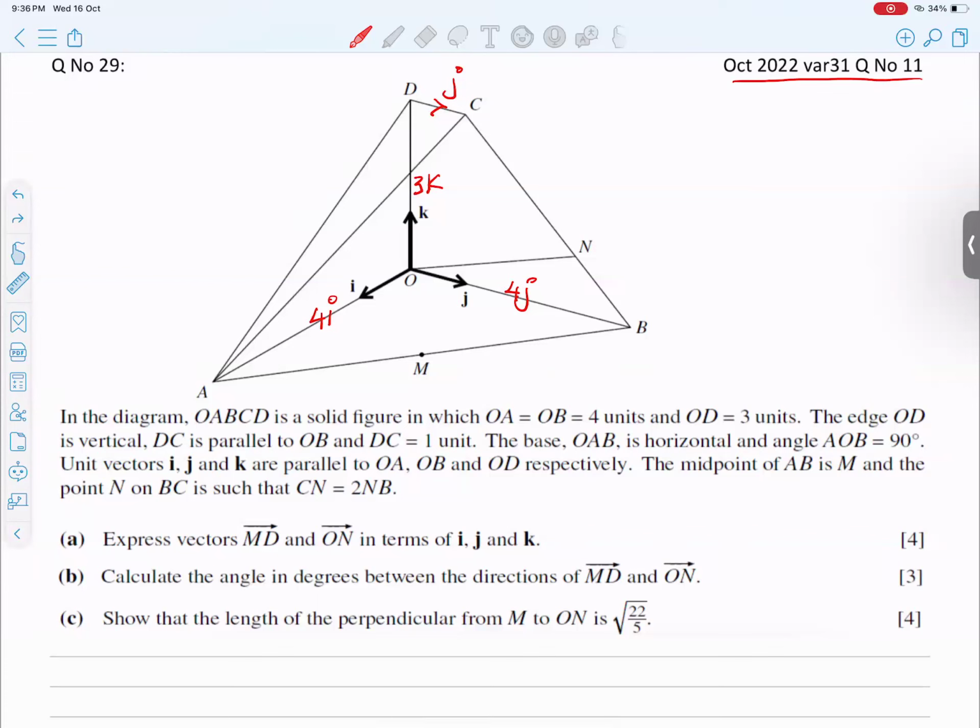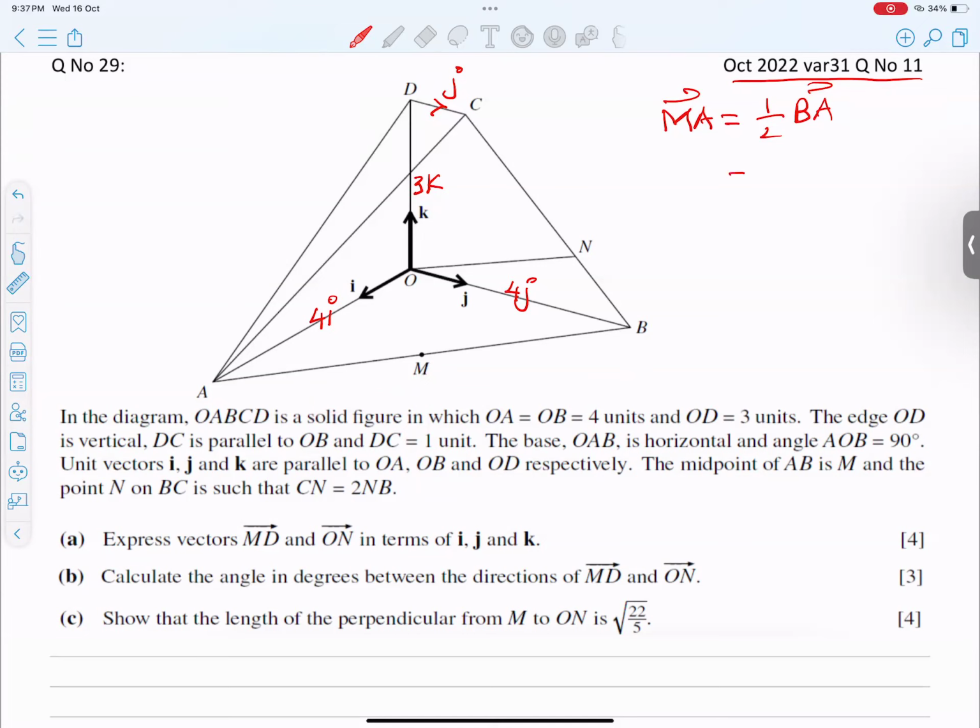Now we start. First of all, MD. How to get MD? The plan is so simple: M to A, A to O, and O to D. But the problem is that I don't have M to A. So how do we start from M? Can I say MA vector is half of BA vector? This vector is half of the total vector. This is a way I can do it.